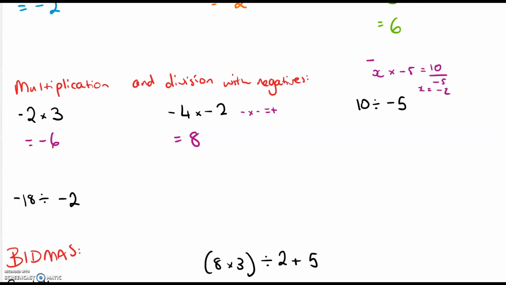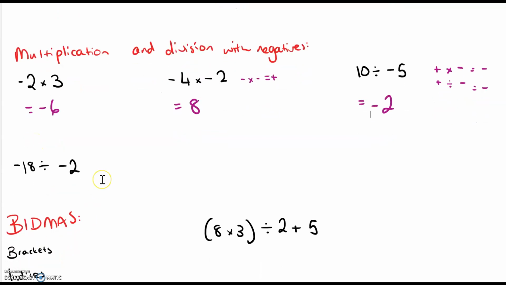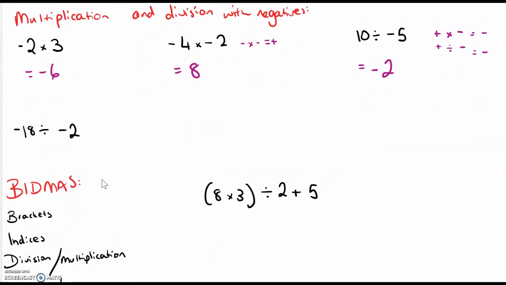Now you don't need to do it like that, however, same rule for division and multiplication. A positive times or divided by a negative is always equal to a negative. So we know 10 divided by 5 is 2, and this is a positive divided by a negative, so that's -2.